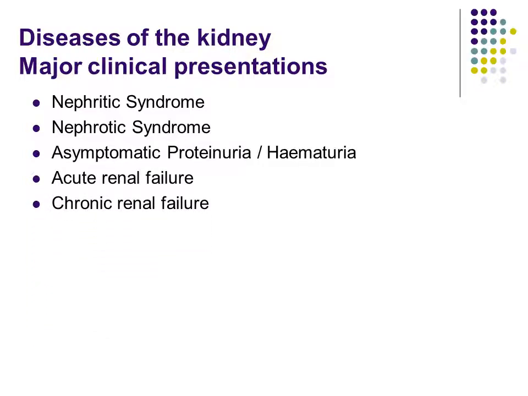Chronic renal failure, as the name suggests, is a prolonged condition. There are signs and symptoms of uremia, and it is the result of all the chronic renal parenchymal diseases. That is, many of the kidney diseases finally can turn into chronic renal failure.